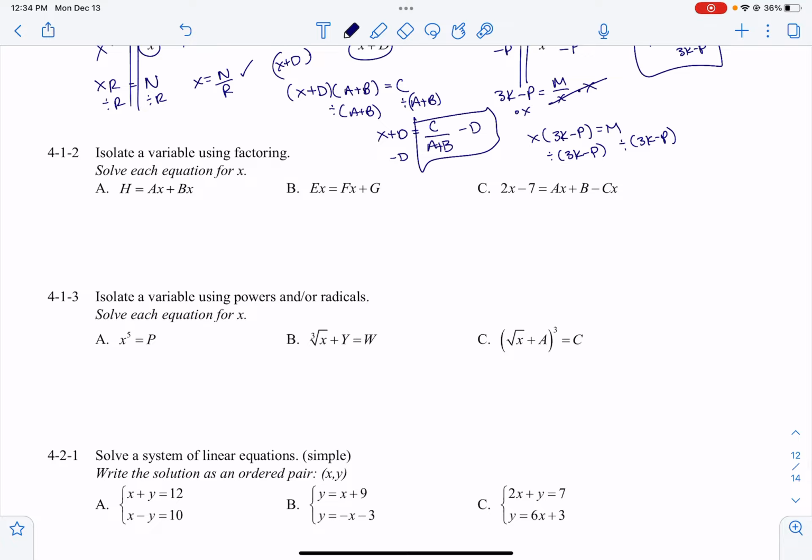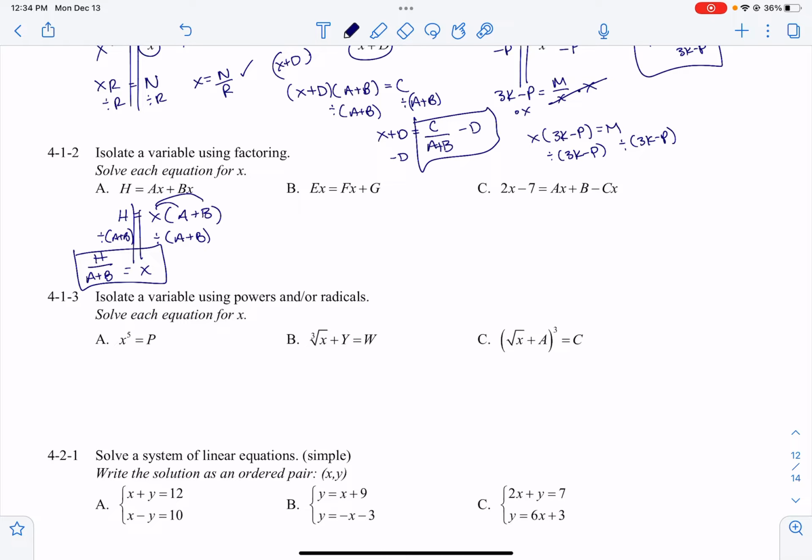Okay, 412. You also need to be able to factor and get x by itself. So in this first example, h equals ax plus bx, I want to rewrite that as h equals, I'm going to factor the x out of the a and out of the b, so I end up with x multiplied by a plus b. It's kind of like distribution, right? But backwards. We're factoring it out. And the reason I want to do that is now I can divide by that a plus b, and x is going to be all by itself. So h over a plus b is equal to x.